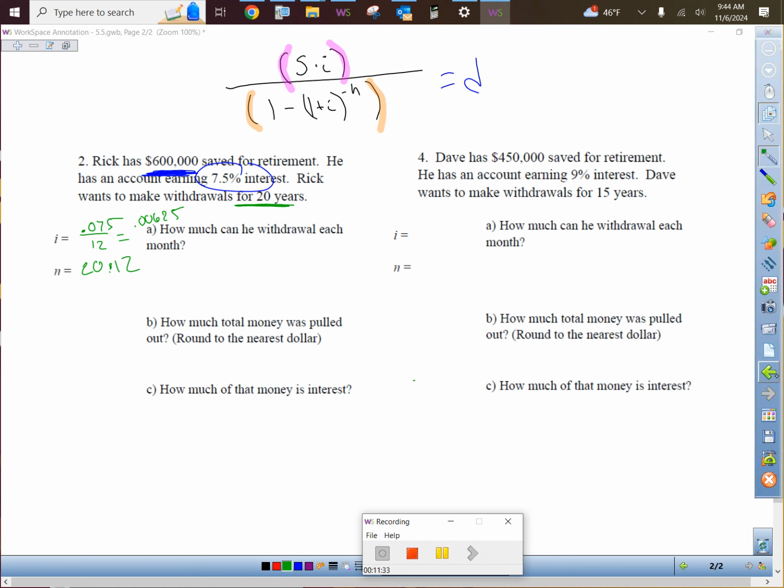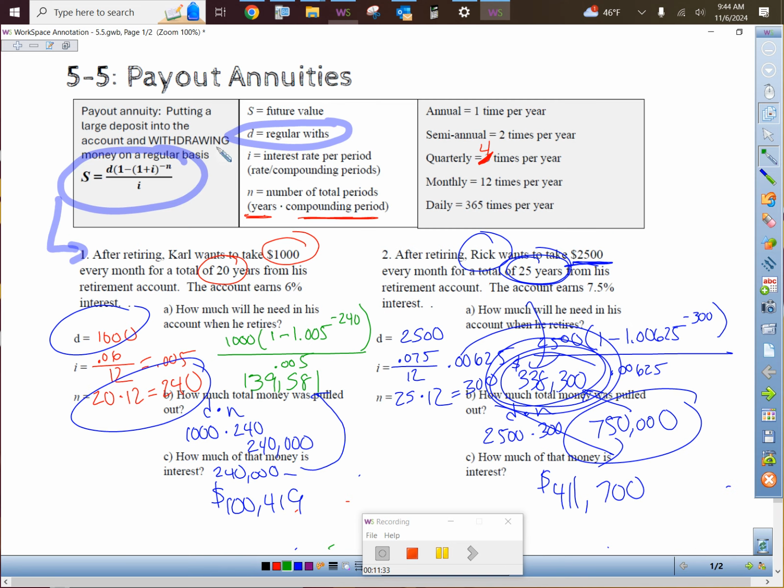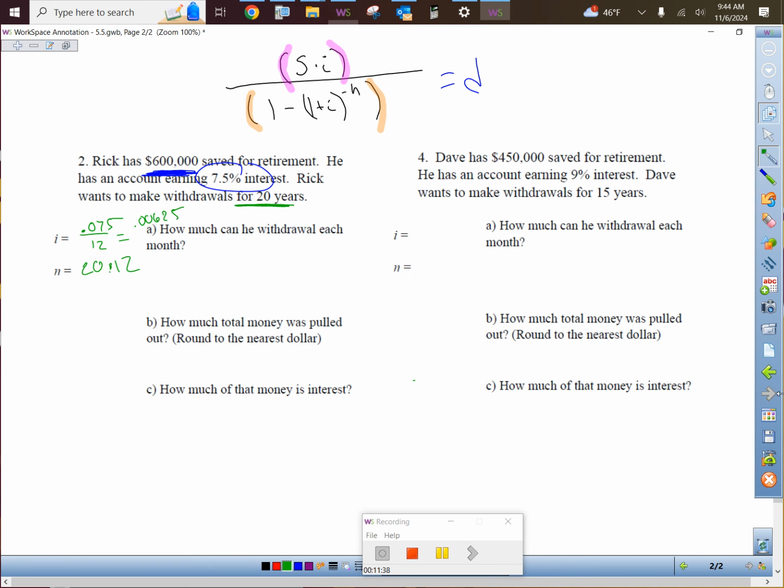S, by the way, if I didn't explain, is the final amount, right? S is the big number, the future value. That's that 600,000. So upstairs, we're going to have 600,000 times 0.00625. You see those two numbers now. S is the big number, and I, we figured out, is that weird little decimal right there. So we're going to multiply those together. We'll just do it all in the calculator. And then downstairs is 1 minus 1.00625 to the negative 240th. Sorry, I forgot to figure that 240 out, but it's negative 240. You cool with where I got the 240 from?